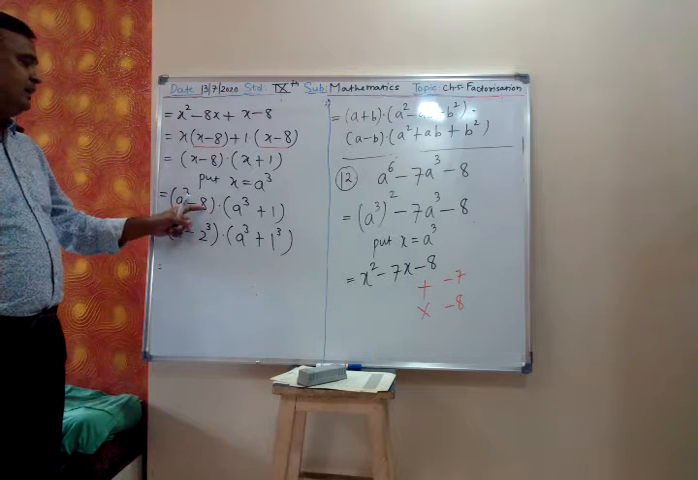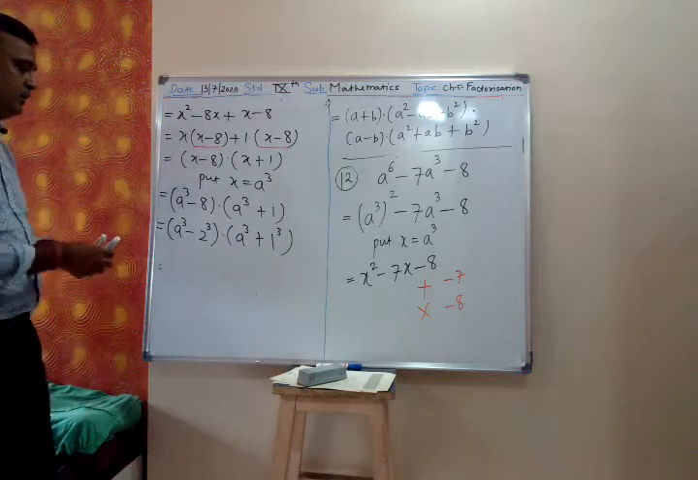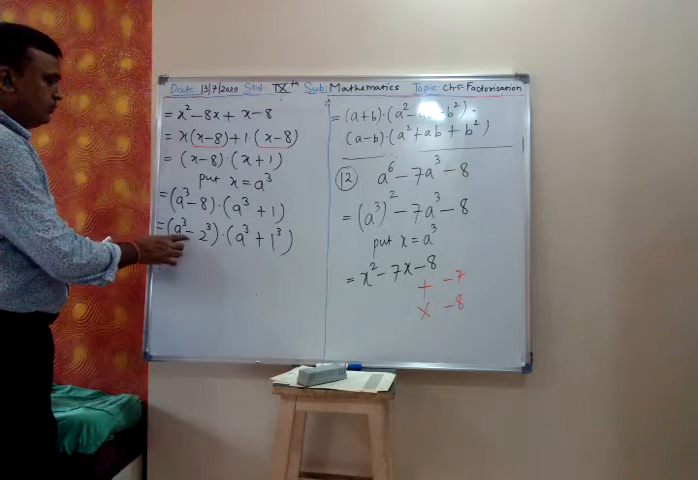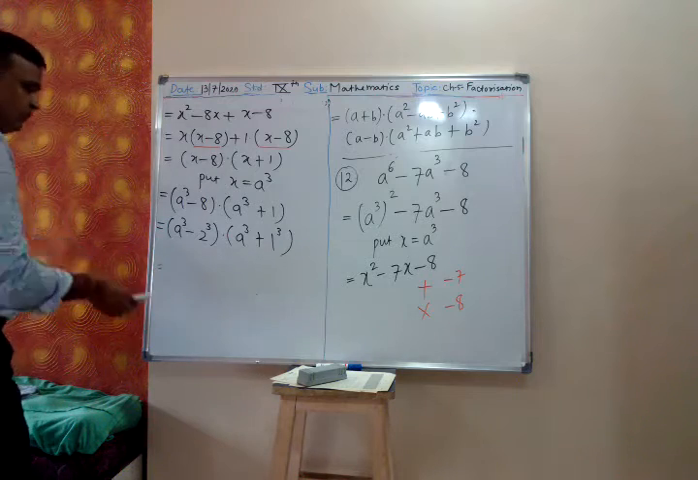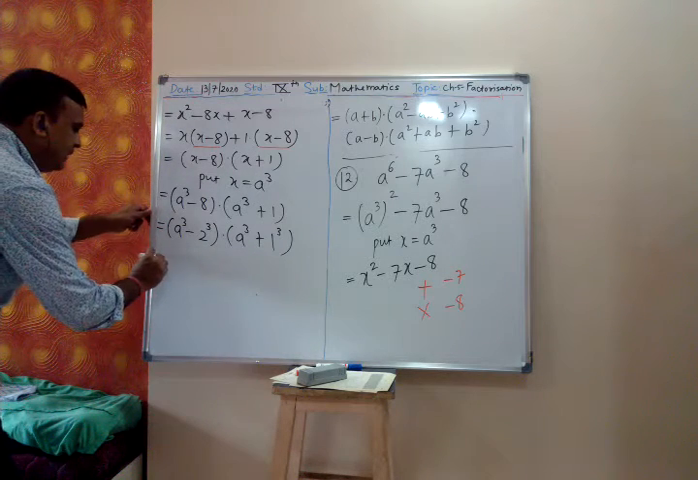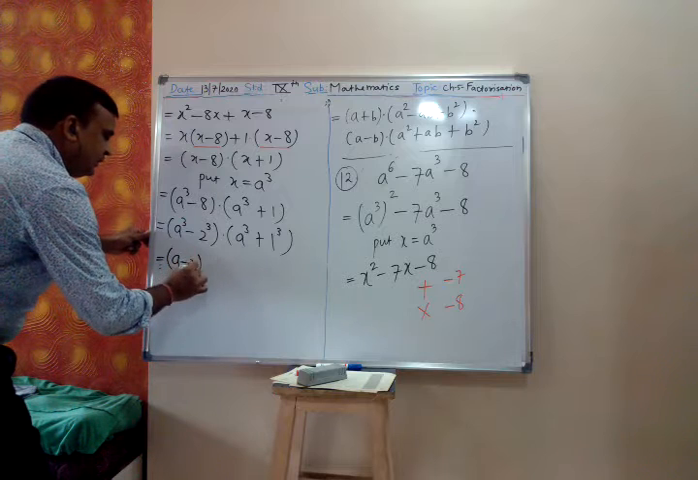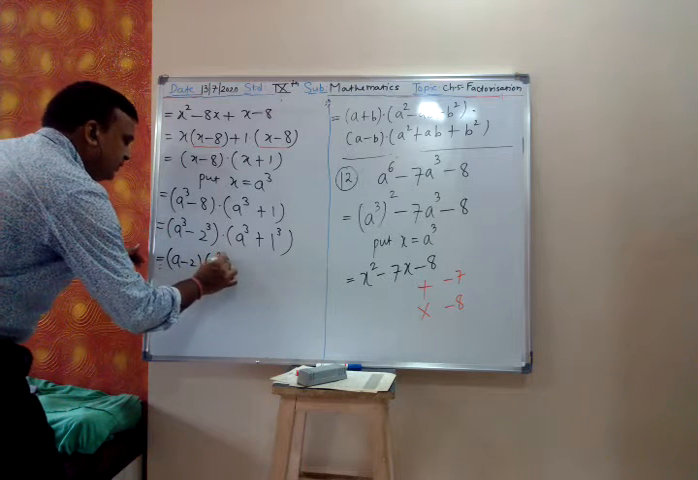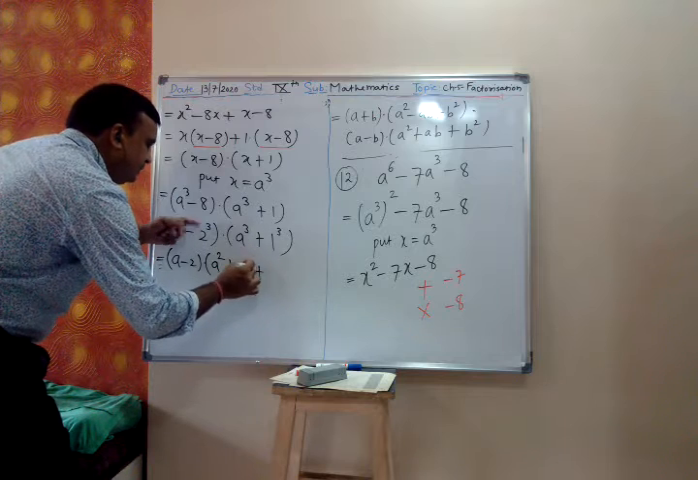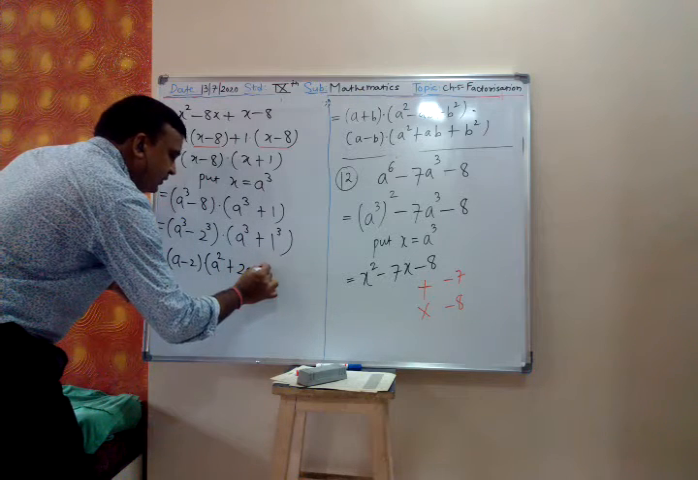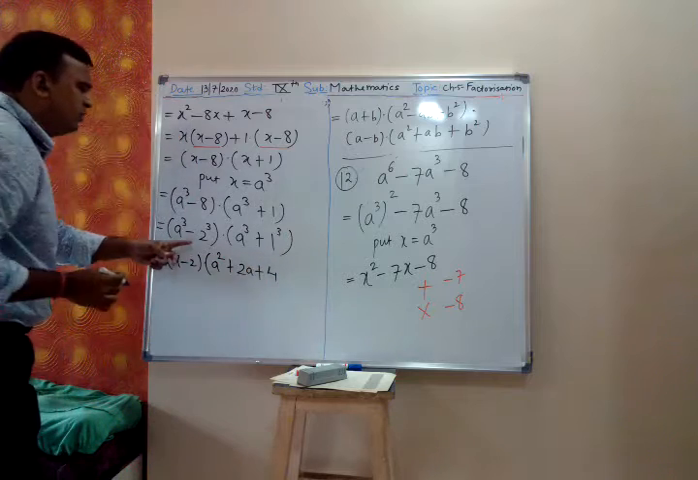a cube minus 8, 8 I can write 2 cube. And 1 I can write 1 cube. So now this is of the form a cube minus b cube and a cube plus b cube. We use the formula. a cube minus b cube is a minus b into a square plus ab plus b square. That is 4. Should I write directly 4 or 2 square?